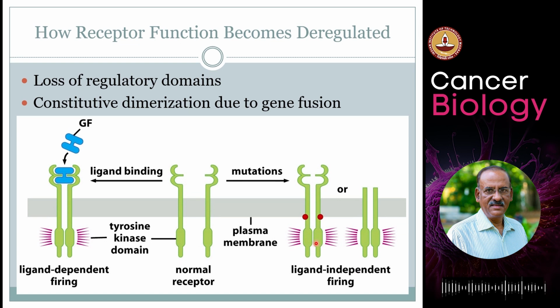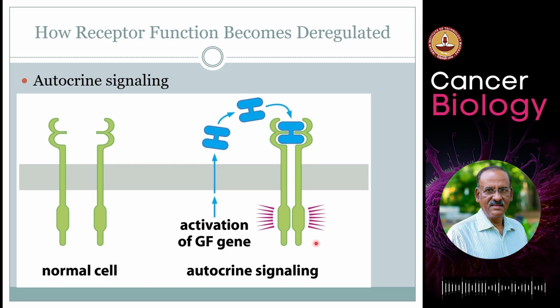Firing means signal is getting transduced at a more than normal rate. That's why we call that, in this case, ligand independent firing. That's what happens generally. That means what? There will be more and more proliferation. Of course, receptors can become deregulated also in the case of cancer cells by their autocrine signaling. I told you they will produce more and more growth factors, and they have their own receptors, the very same cells that produce them. So thereby there can be autocrine signaling.